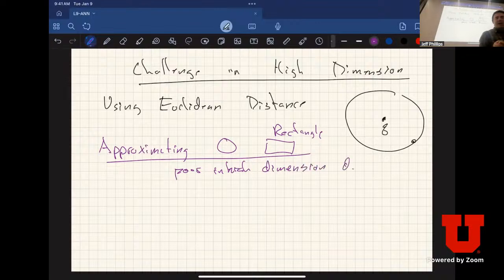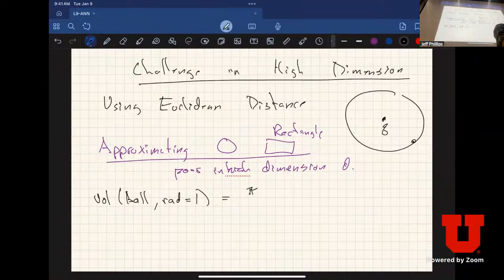D, and I just want to illustrate this with one simple calculation. So if I look at the volume of a ball, a Euclidean ball with radius equal to 1. Do you know what the formula for a ball with radius 1 is in high dimensions? It's probably not something you would know, so let me write this down for you.